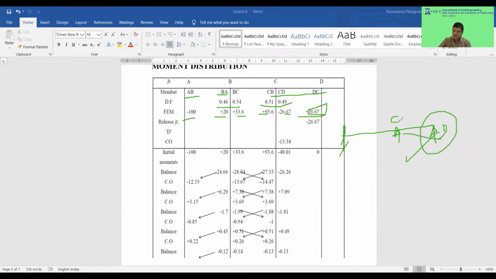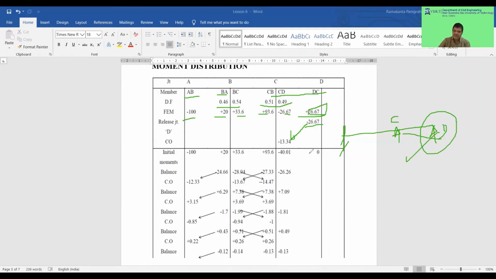No carryover from CD to DC, because this DC becomes 0. Nothing will carry from here to here. Carryover will stop. What is being done? Because the value is plus 26.67, apply minus 26.67. And if I am applying minus 26.67 here, half will come to this side. Half will come here, so that is minus 13.34.